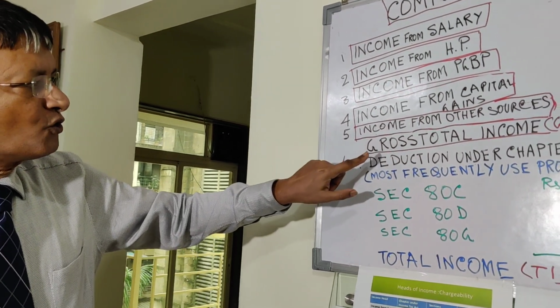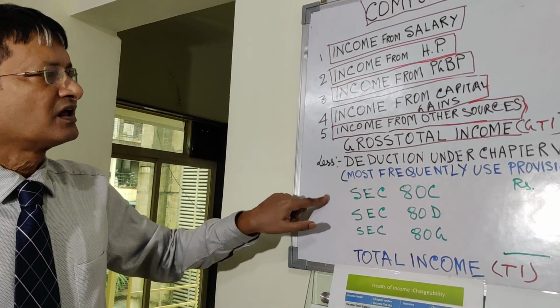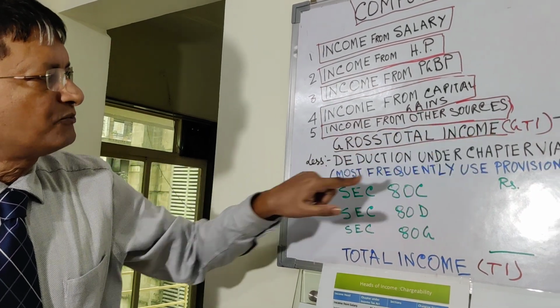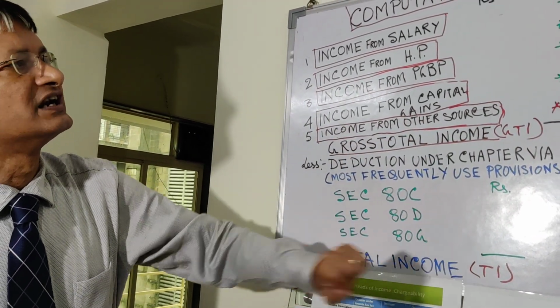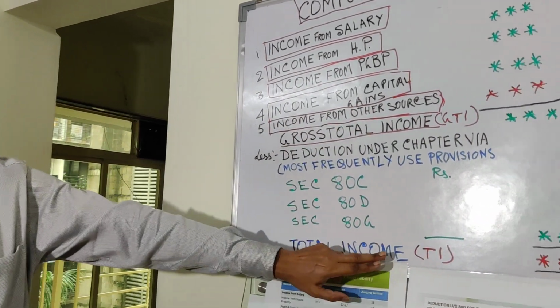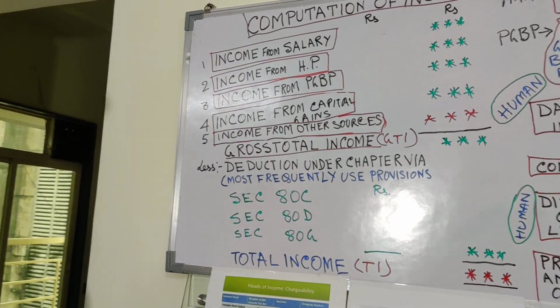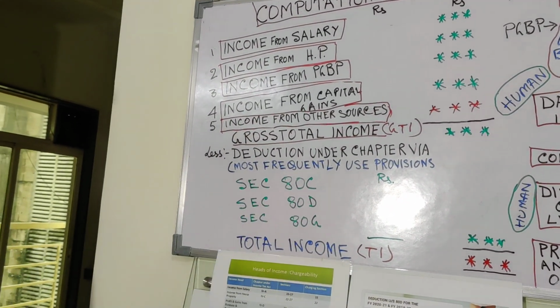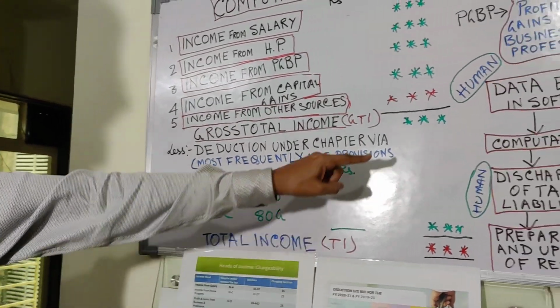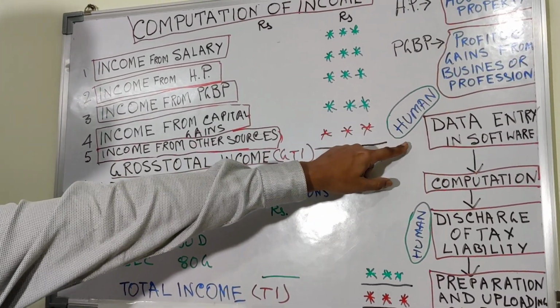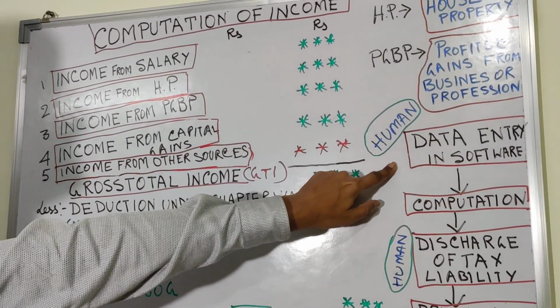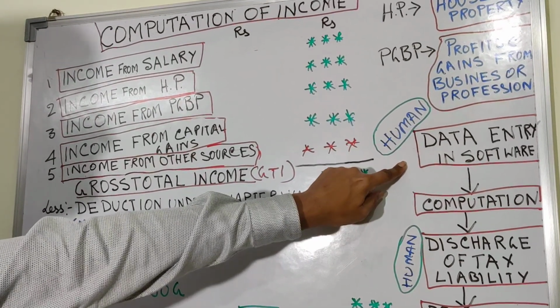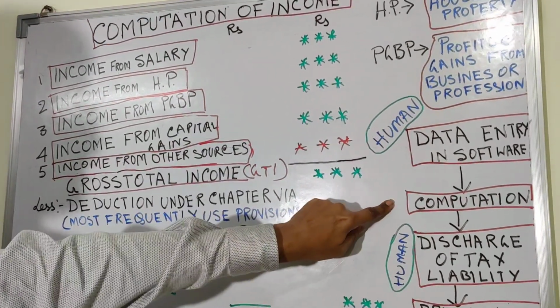So once we do these deductions from the gross total income, we will get the total income. And on this total income we have to apply the tax rate to get the tax liability. In tax software, what you need to do, you need to make some data entry in this tax software. The tax software will do the computations.